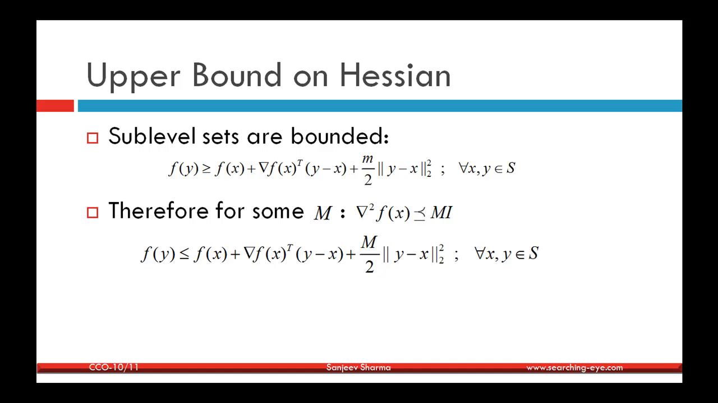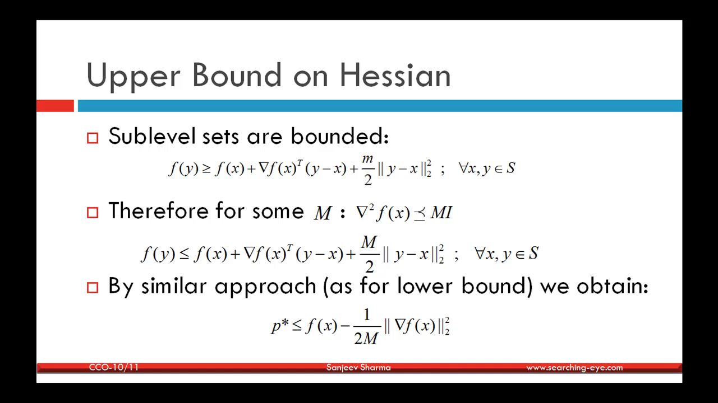And using the same method as we used in the first part of this presentation, this function is again a convex quadratic function of y, and therefore differentiating this function and equating the result to 0 will give us a unique value of y which minimizes this function. Again putting that value of y in this function will give us another bound on the optimal value, that is p star is greater than or equal to f of x minus 1 over 2M times norm of del f x squared. So this is our inequality.